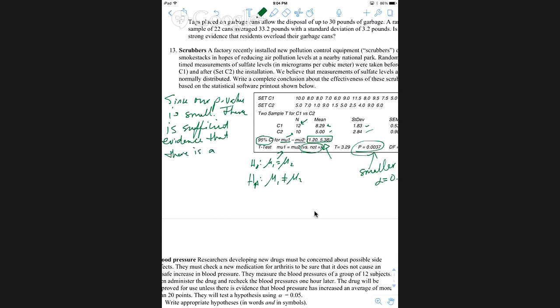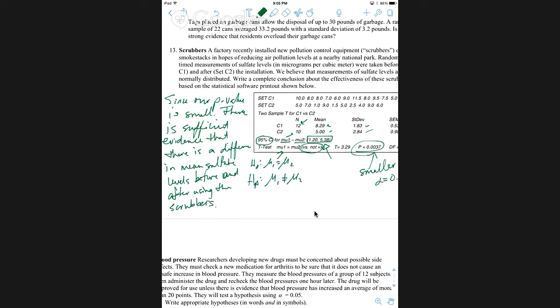That there is a difference in mean sulfate levels before and after using the scrubbers. It's a funny word, scrubbers.